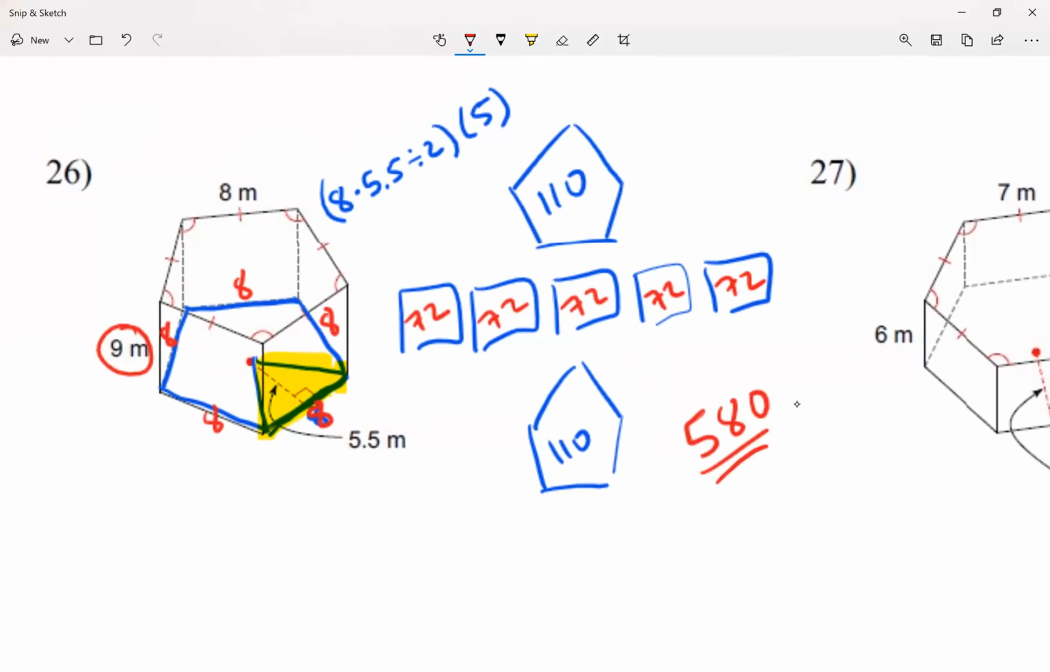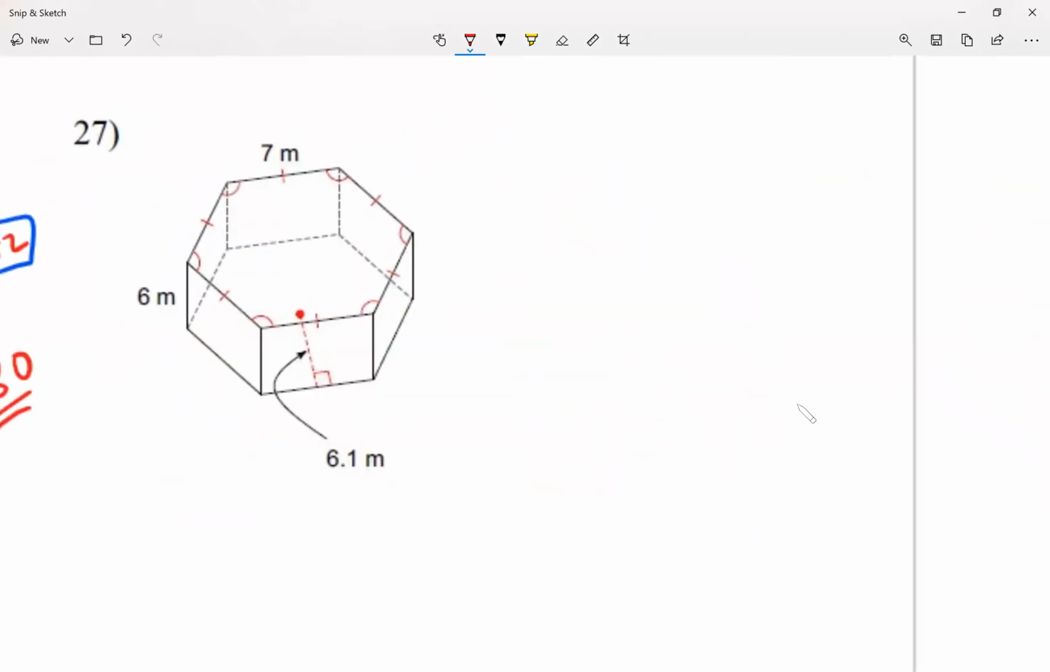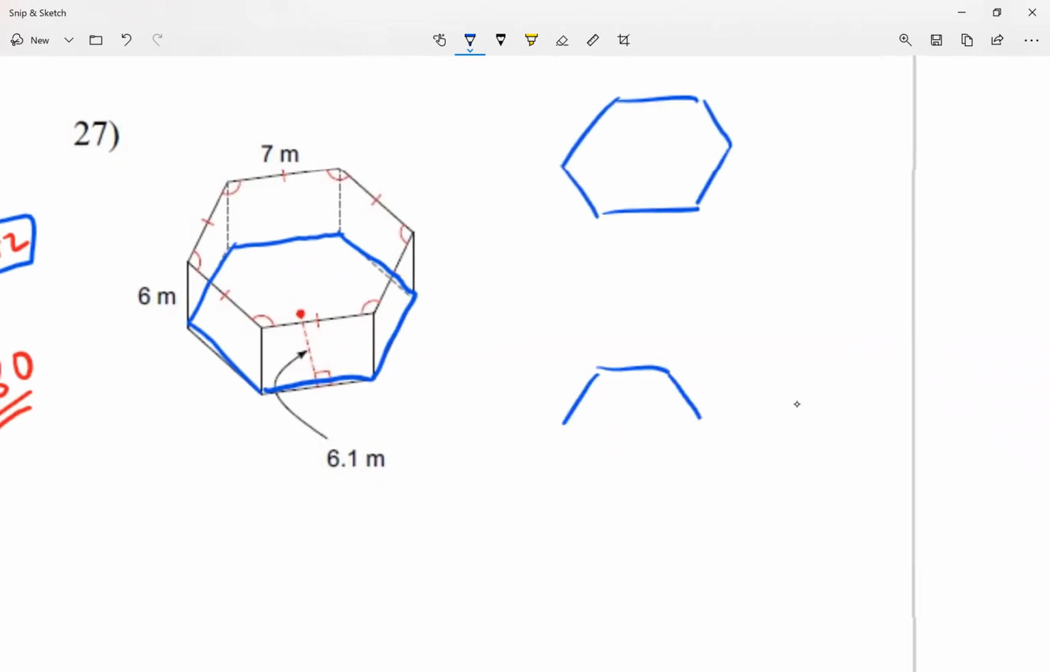Don't forget to round to 1 decimal place if necessary. Now let's take a look at number 27. Let me identify the base. This case has 6 sides. So let me draw my 2 bases here.